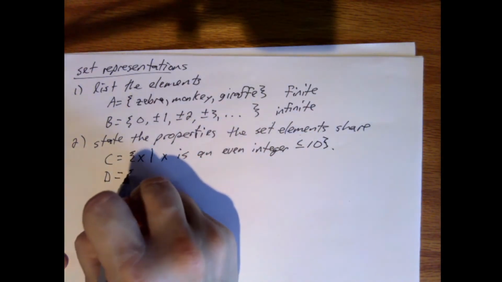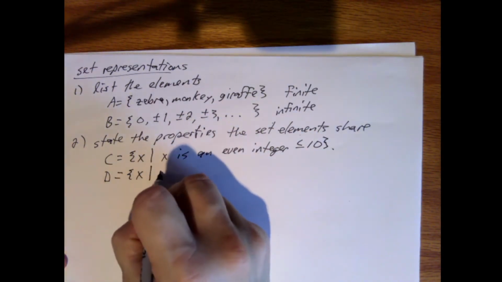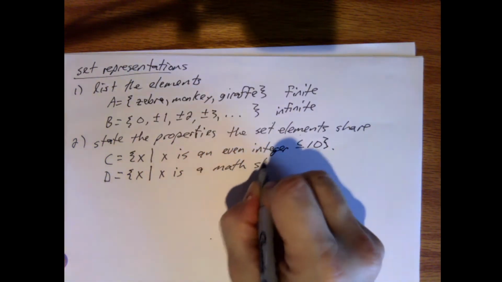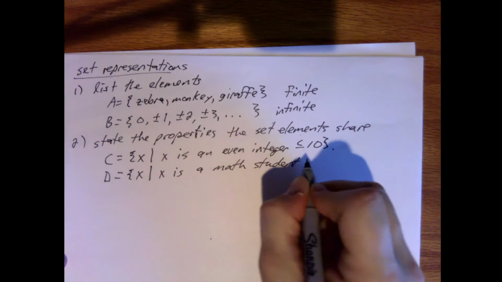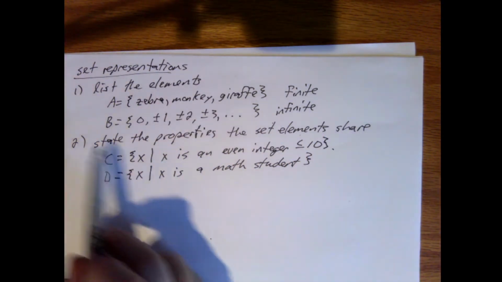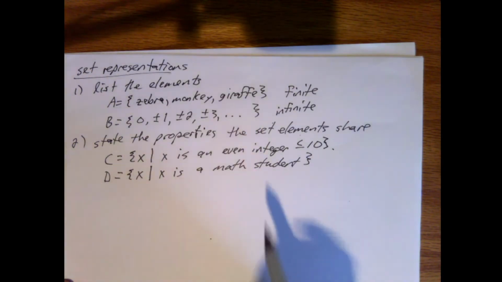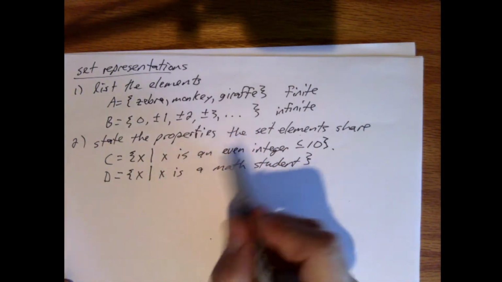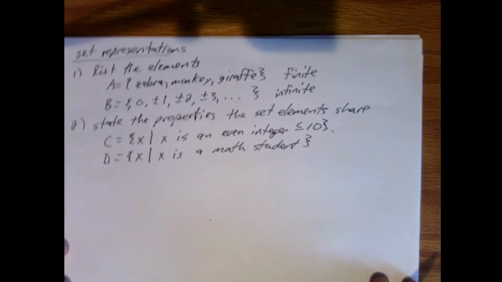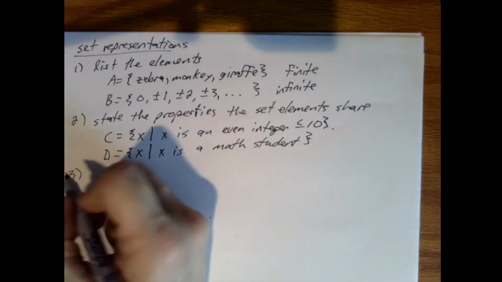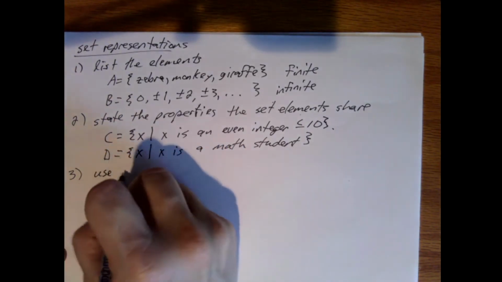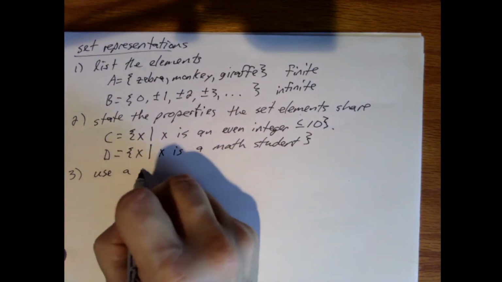Let's say if x is an element of the set, then x is a math student. Lots of our examples we see in an introductory course discussing set theory will use numbers because there's lots of easy ways to do things, but it could be a set of people, which is what we're dealing with here. Another way would be to use a recursive definition.